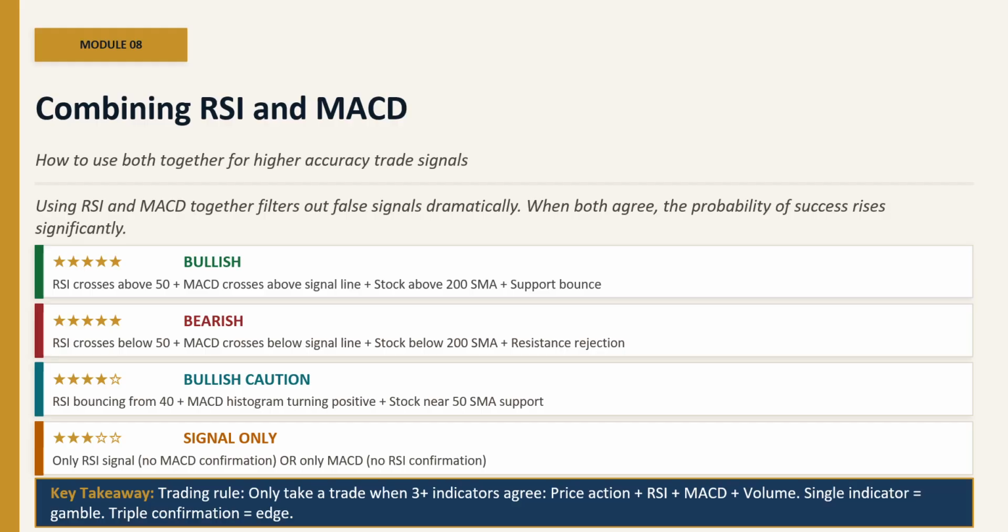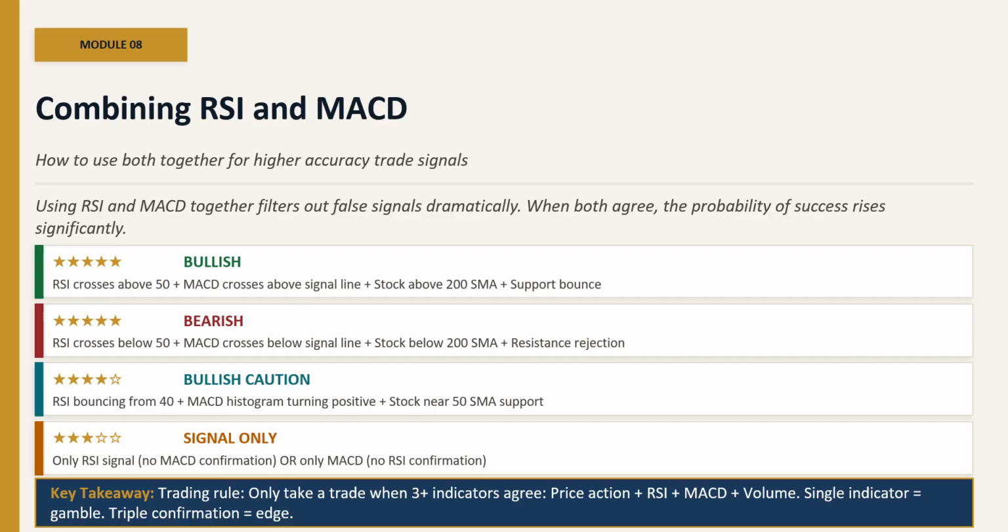The rule is single indicator signal equals speculation. Two indicators confirming equals a trade worth considering. Three or more indicators confirming equals a high conviction trade where you size up.